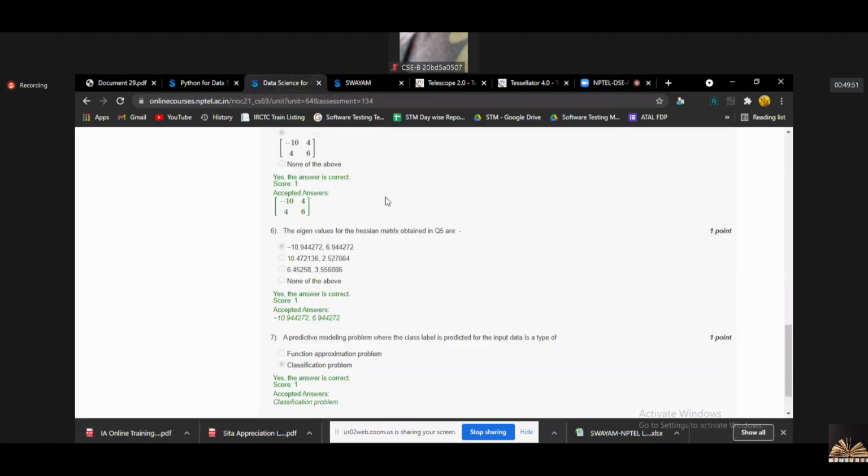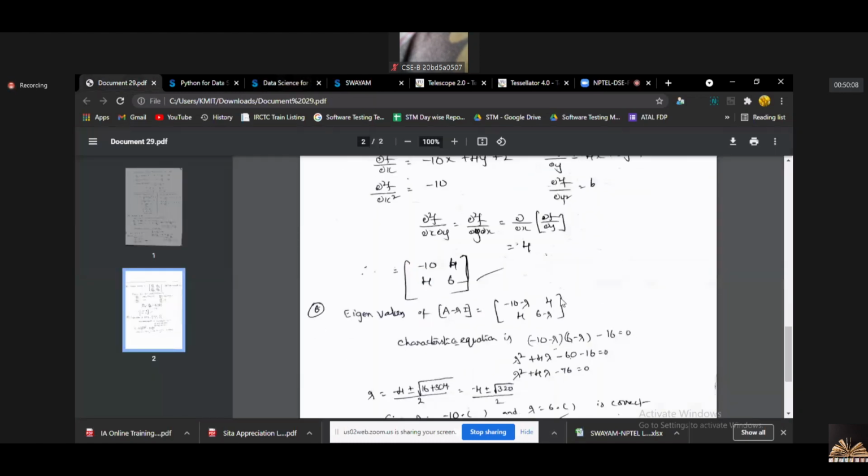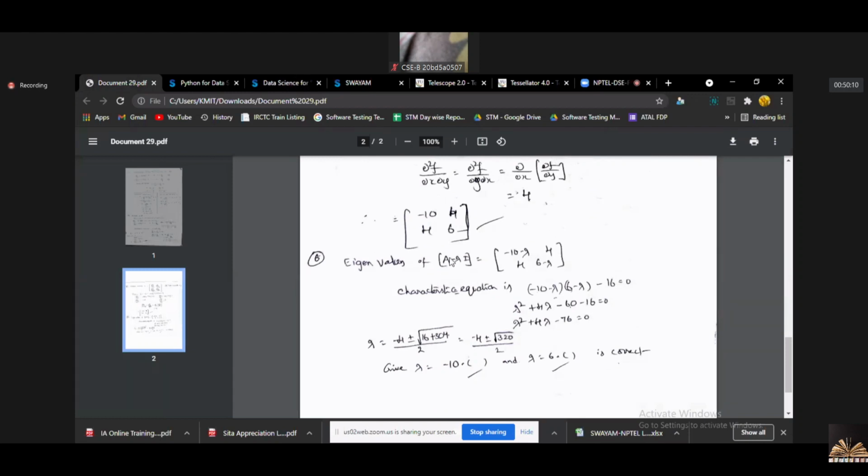Right? So now what they asked: from this Hessian matrix got in question 5 answer, find out the eigenvalues. Now how can we find out the eigenvalues? Here you can observe this. The format we are going to use to find the eigenvalues is A minus lambda into I.